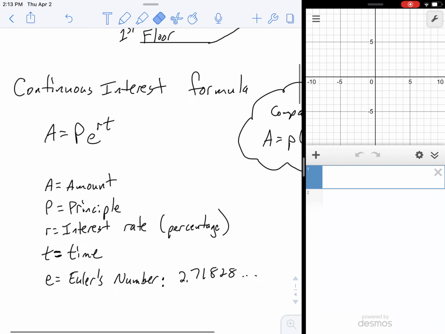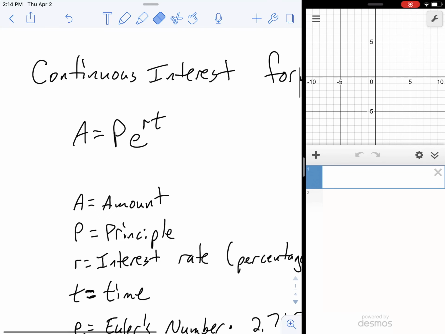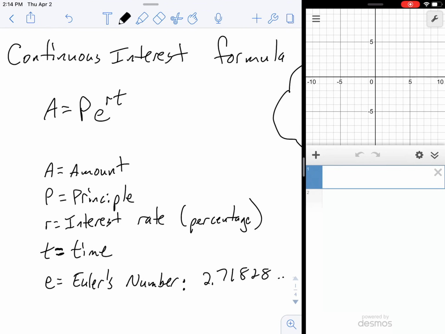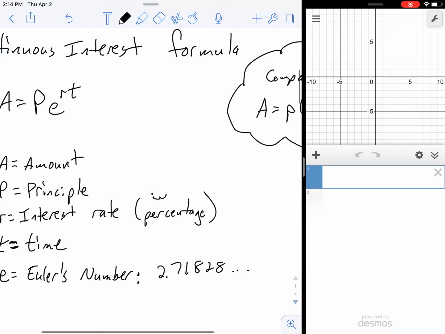The formula for continuous interest is right here. It starts off like the other one, A equals P, but then it has times e to the RT power. So A is still the amount, P is still the principal, R is the interest rate. That's the one with the percent sign on it, the one where you have to move the decimal 2 places over. T is time, still in years, but now e is Euler's number, 2.71828 and on and on and on.